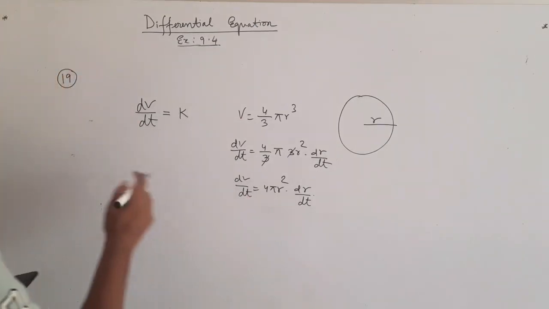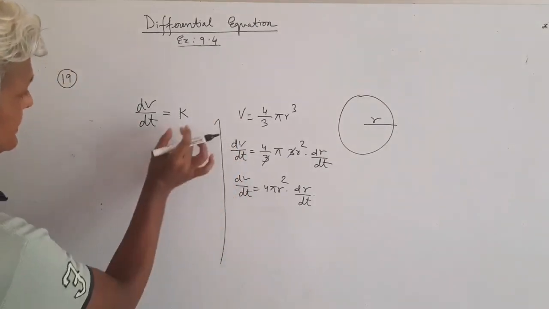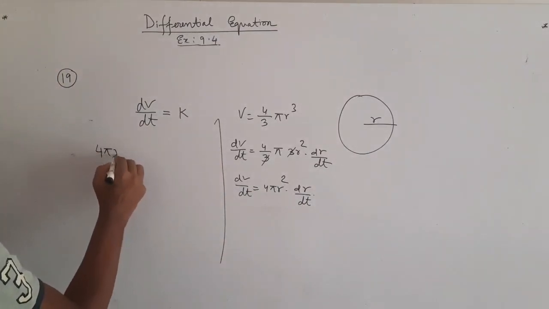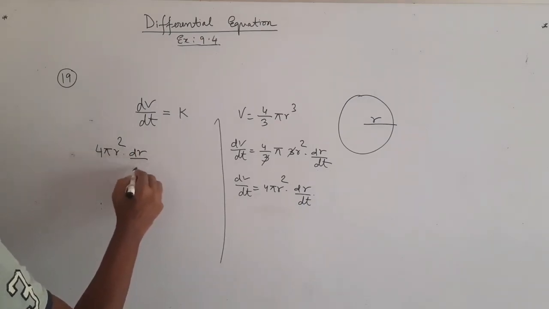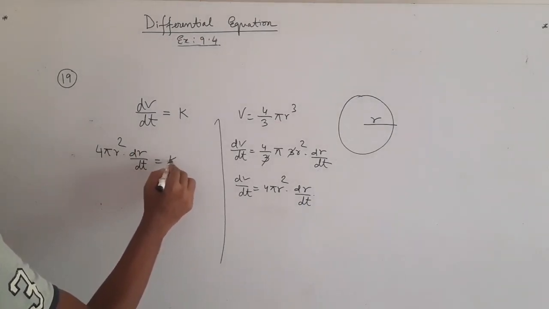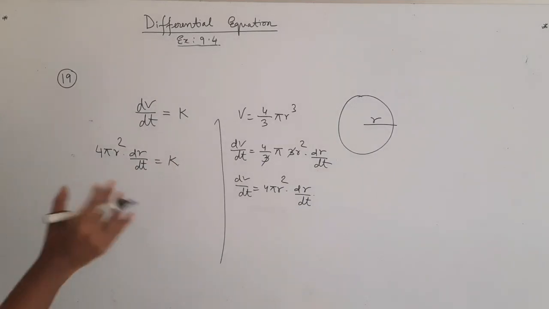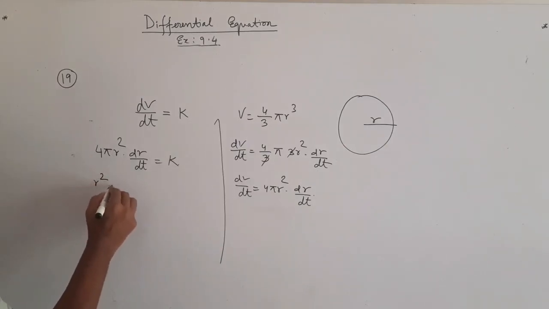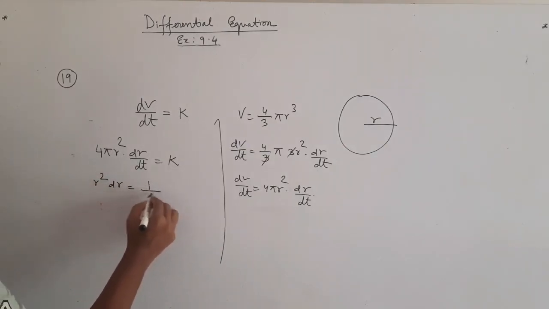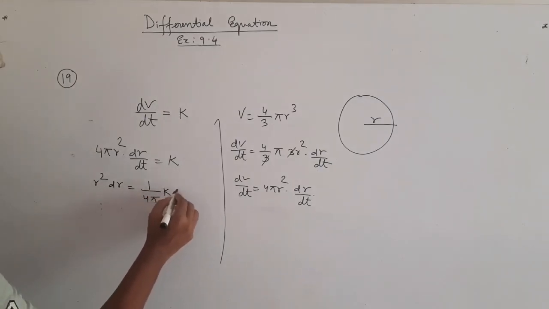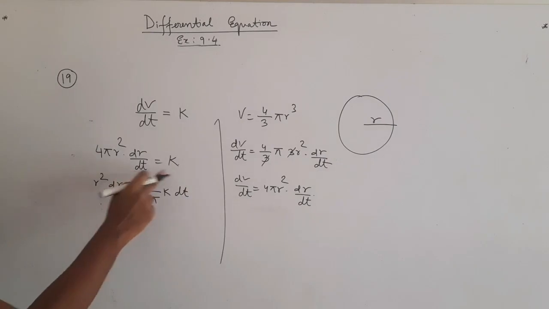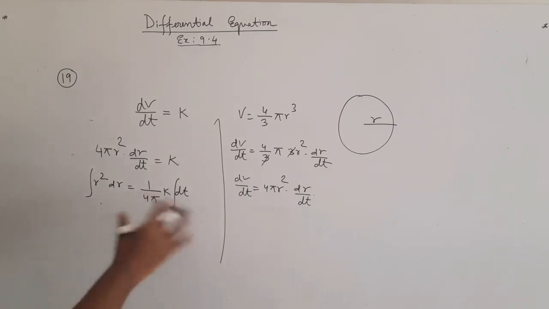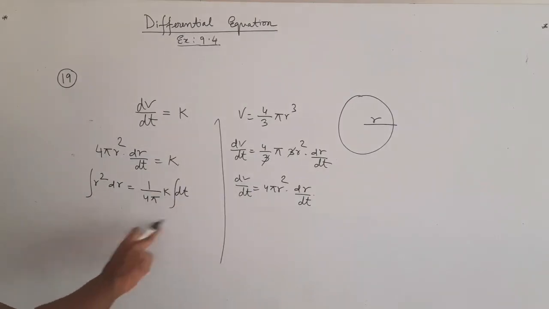dV by dt is constant. Therefore, what do we conclude? That this part is our k. It means 4 pi r square dr by dt is k. Now we try to integrate. The method of separation of variables will be helpful here. So we write r square dr is k over 4 pi dt. So dt comes here and dr goes there. Now I integrate both of them with respect to their respective variables, this one with respect to r and this one with respect to t.